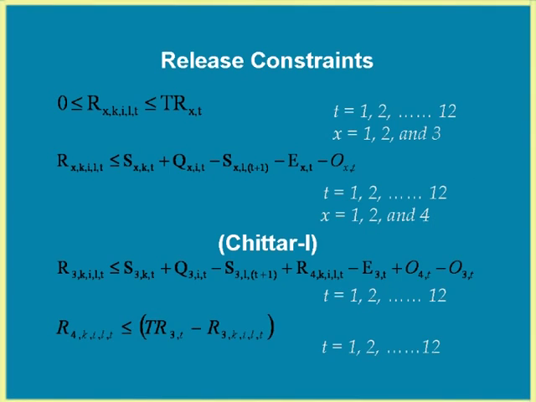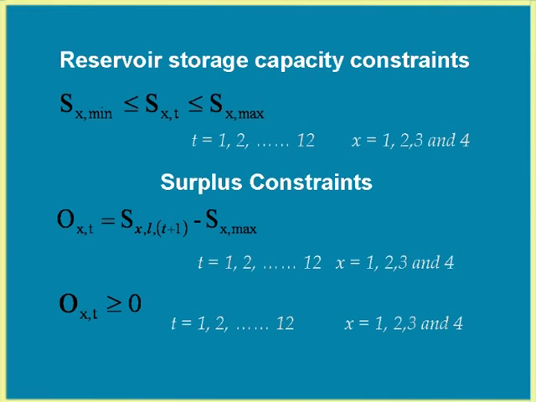So these are all the release constraints, and this is the special release constraint incorporating all the variables. It's generally a mass balance application. Right? Similarly, the reservoir storage capacity and surplus constraints. Everything remains the same except the storage and inflow discretizations.